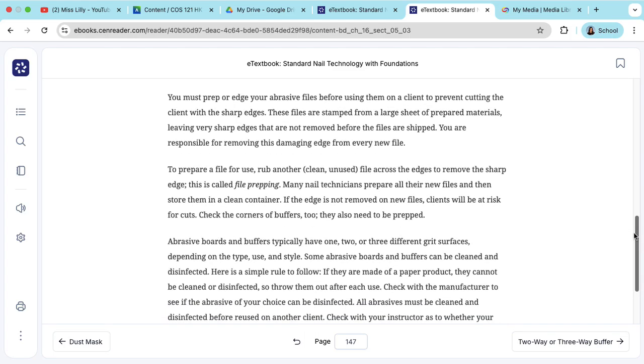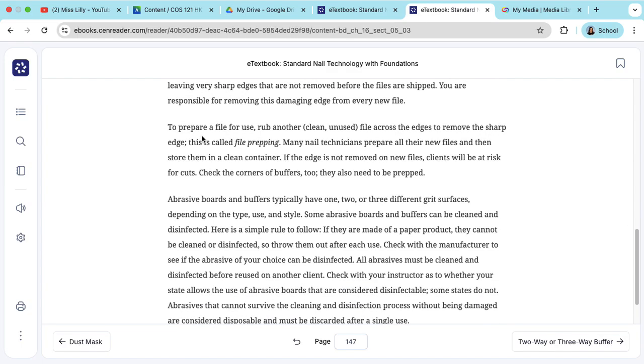You must prep or etch your abrasive files before using them on a client to prevent cutting the client with the sharp edges. To prepare it, you will rub one file against another. That is called file prepping.